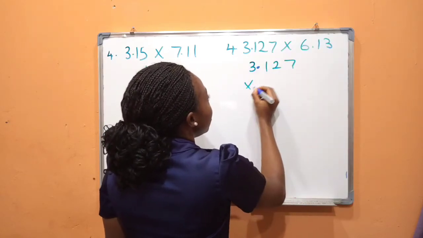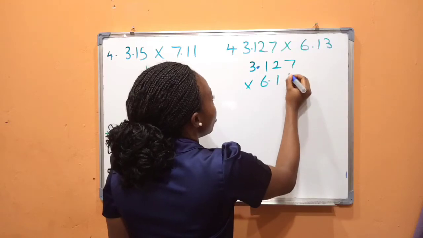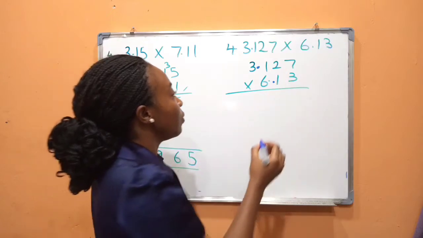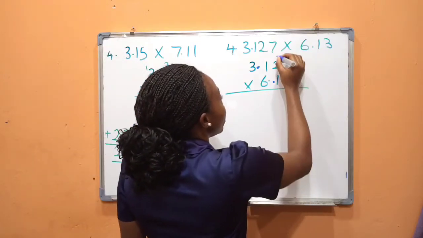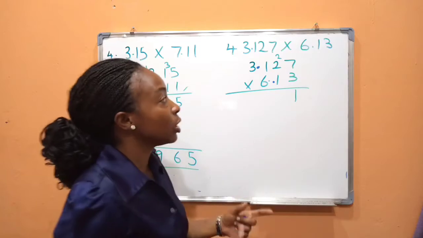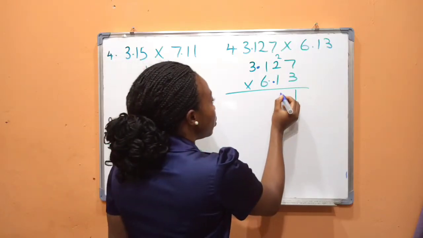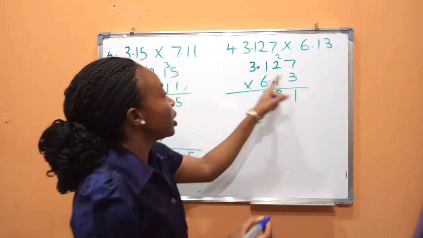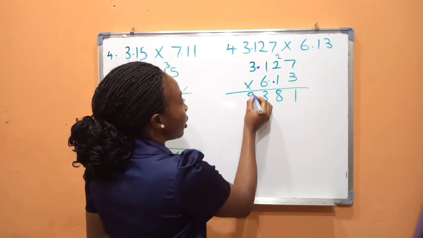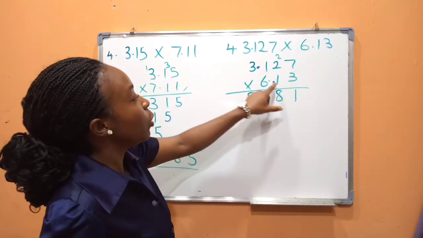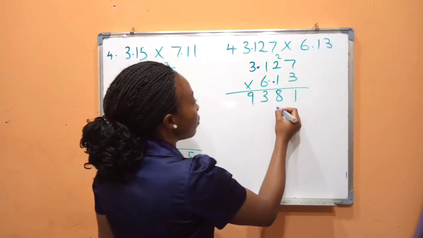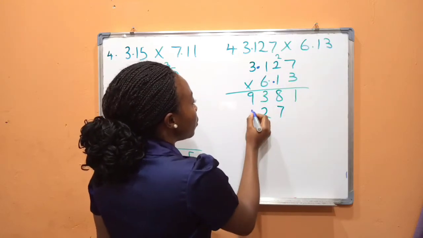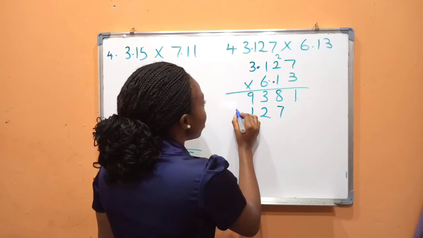We're going to have 3.127 times 6.13. So we're going to have 3 times 7 gives us 21. We carry 2. 3 times 2 gives us 6. 6 plus 2 gives us 8. 3 times 1 gives us 3. 3 times 3 gives us 9. And then we are done with this. Then we use 1 to multiply through. 1 times 7 gives us 7. 1 times 2 gives us 2. 1 times 1 gives us 1. 1 times 3 gives us 3.